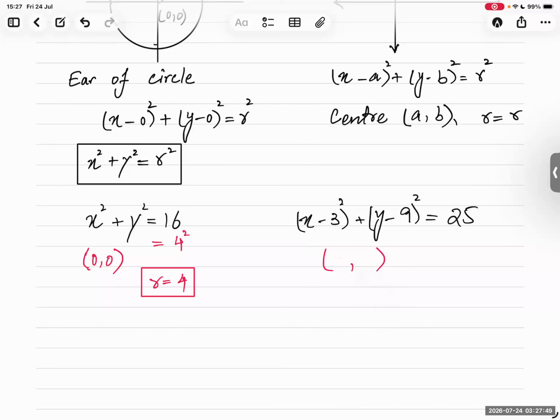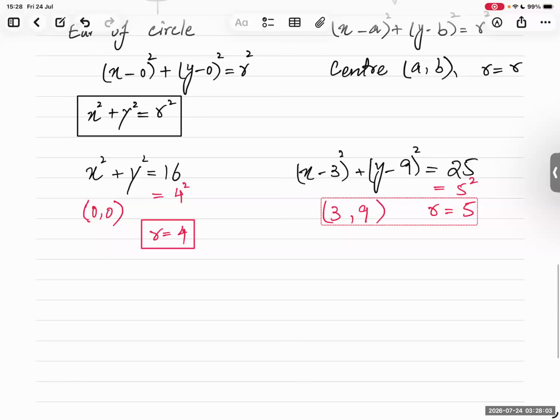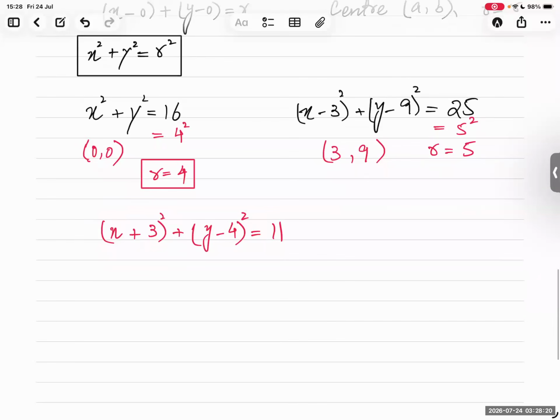Here, what would be the center? 3 and 9, and the radius is going to be 5, because that has to be 5 square. Is that clear? Now x plus 3 square is equal to 11. Can you tell me the center and the radius, please?